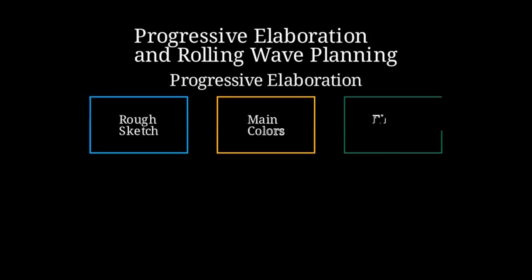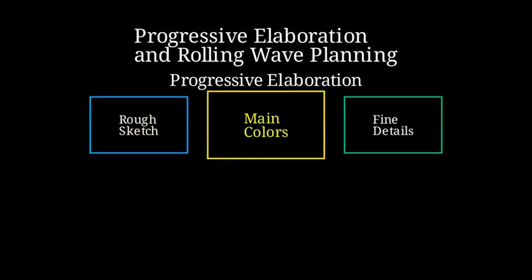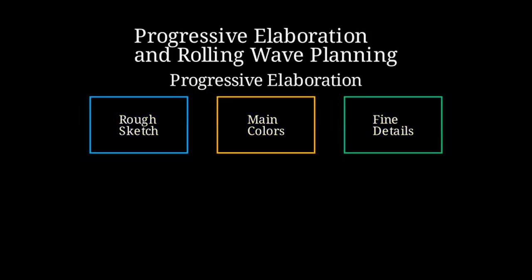In this lesson, we'll understand progressive elaboration and rolling wave planning in project management. First, let's learn progressive elaboration. It means we keep refining the plan as we learn more. Think of it like painting a picture. First a rough sketch, then main colors, and finally the tiny details.